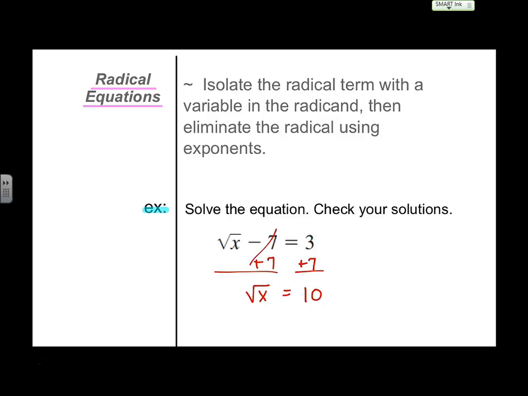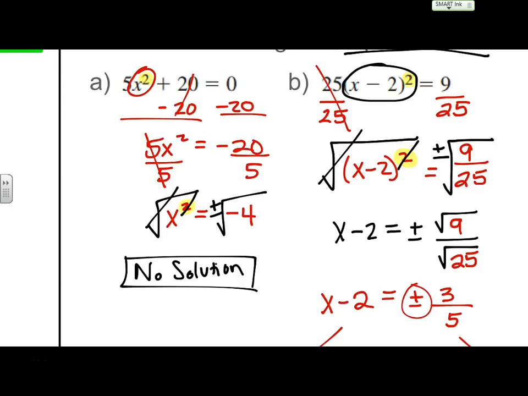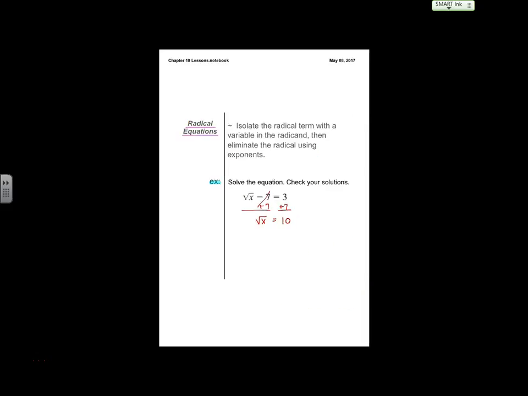Square. There is a square root already. What square root in order to be able to cross out? Over here, I had it squared already, right? I put in a square root. What if I have a square root already? What am I going to put in? Square.